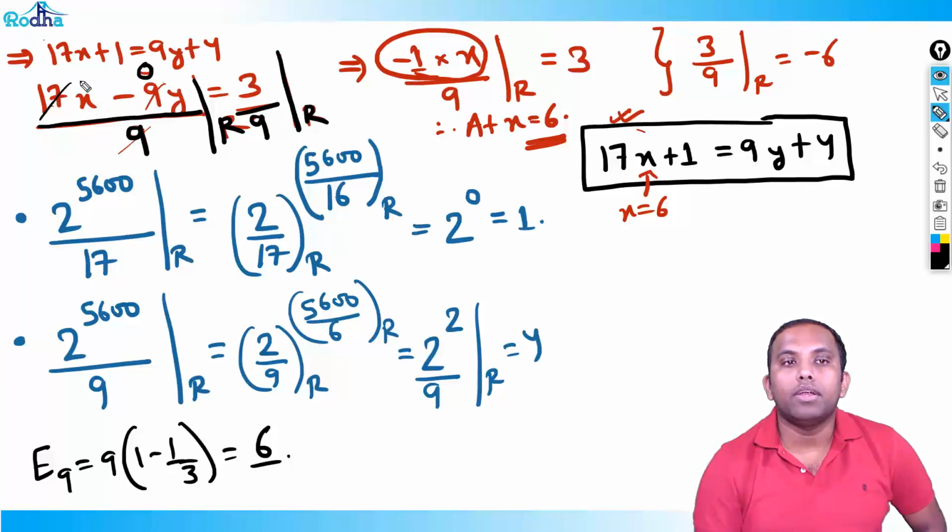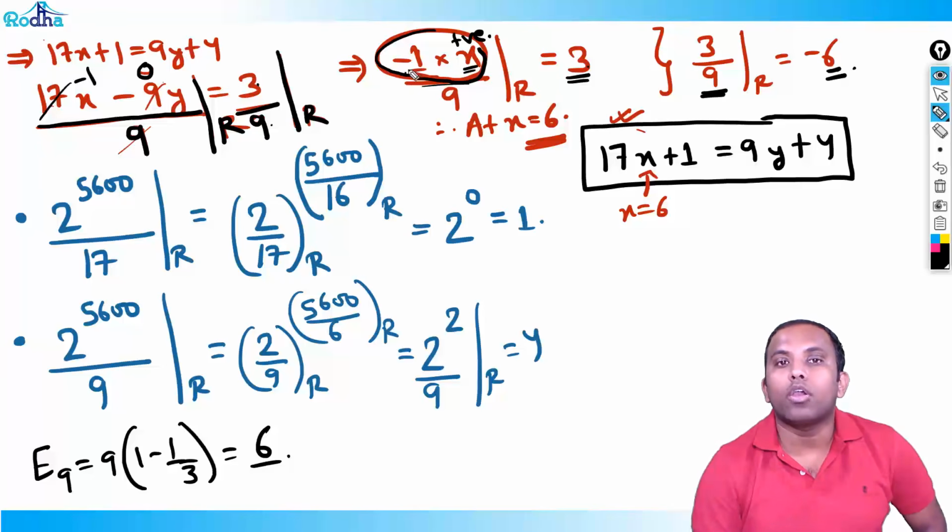17 by 9, what is the remainder? Minus 1. So minus 1 into x divided by 9. What remainder do I want? 3 by 9 remainder is 3. But minus 1 is negative and x should always be positive. That means this overall numerator is negative. So to get a positive remainder of 3 when the divisor is 9, what negative remainder do you want? You want minus 6.